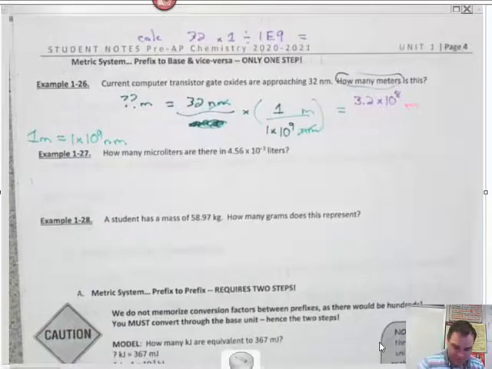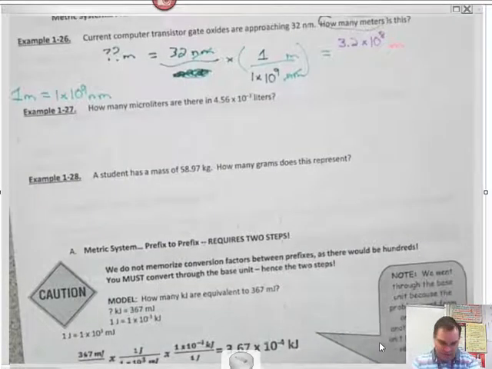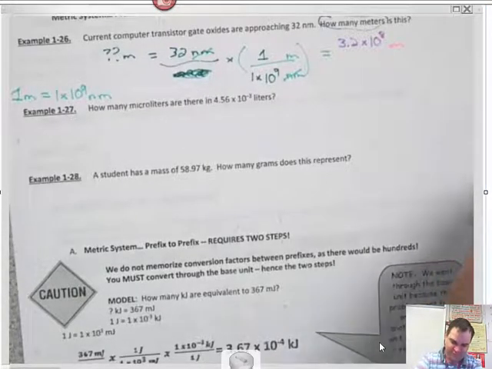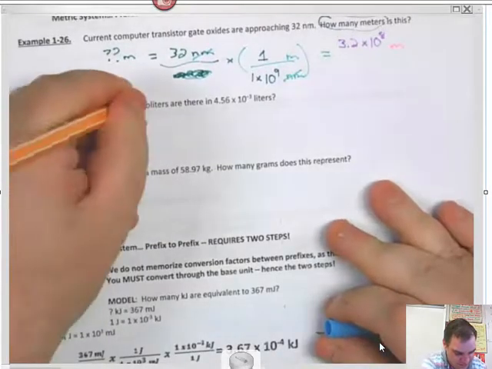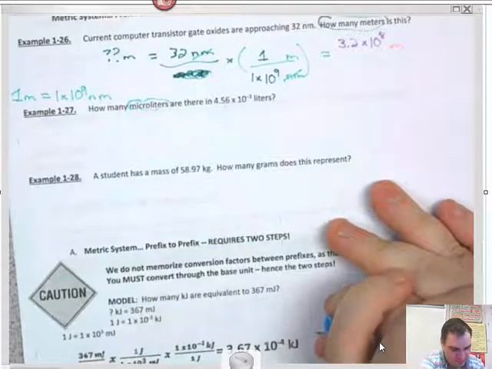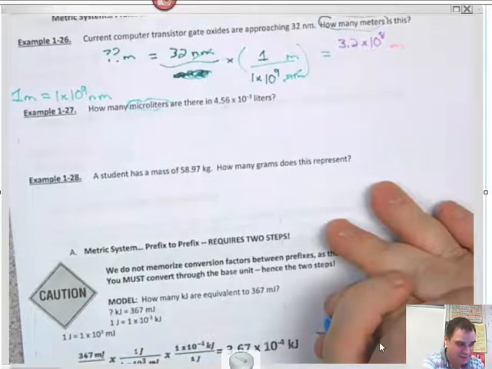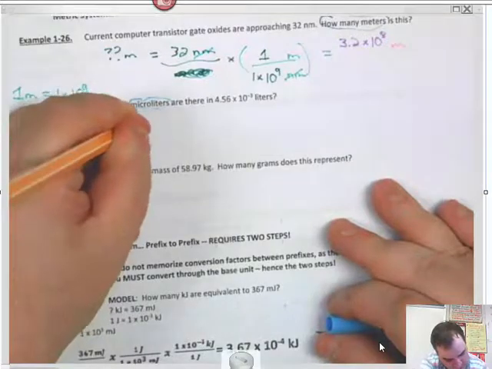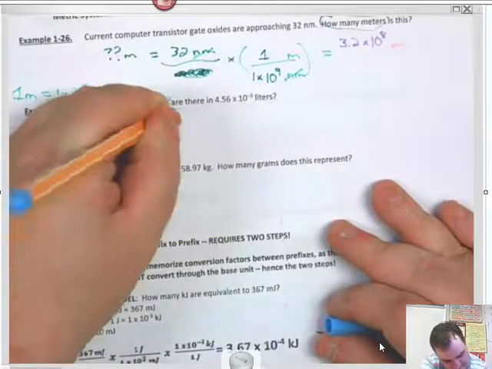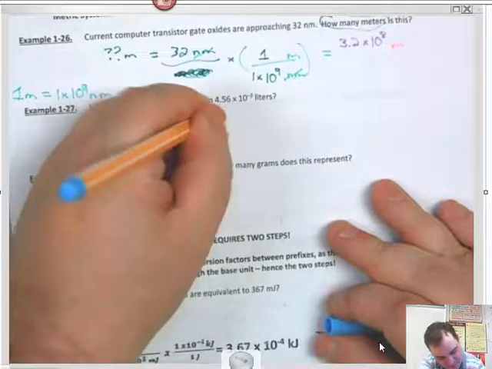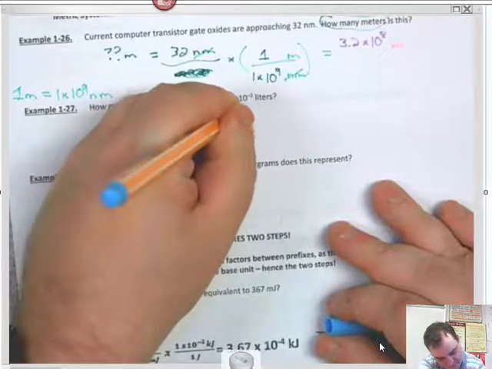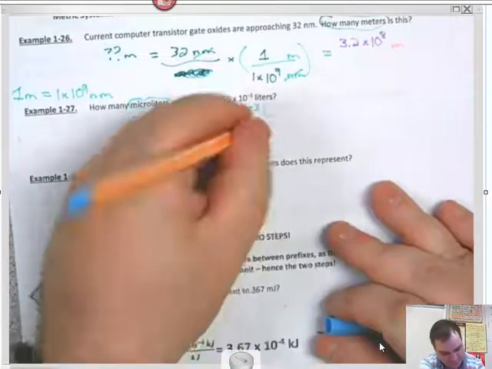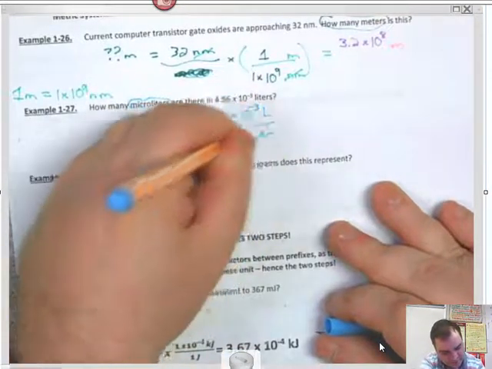Okay. Let's do the next problem here. How many microliters? So we're looking for microliters. Are there in 4.56 times 10 to the negative 3rd liters? Remember, microliters is that wacky U. So we got that wacky U like that. Liters equals 4.56 times 10 to the negative 3rd liters. Underline, scribble. Okay.